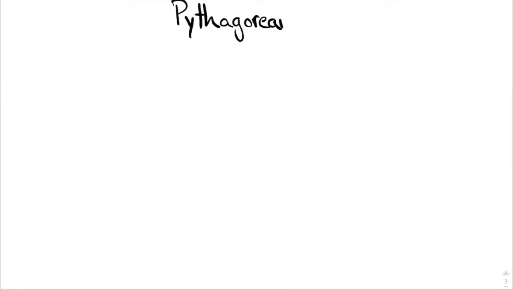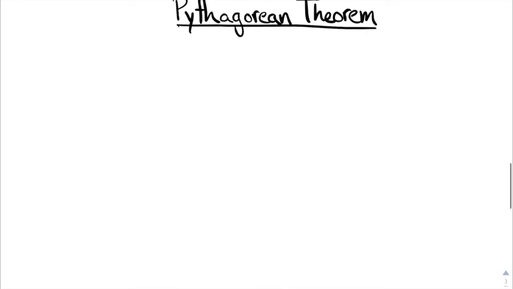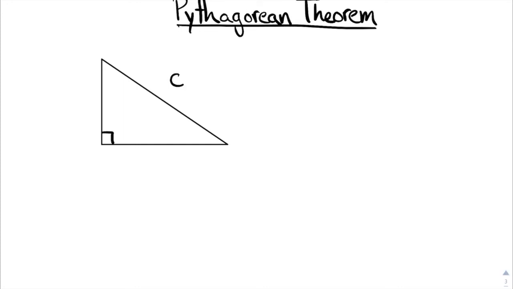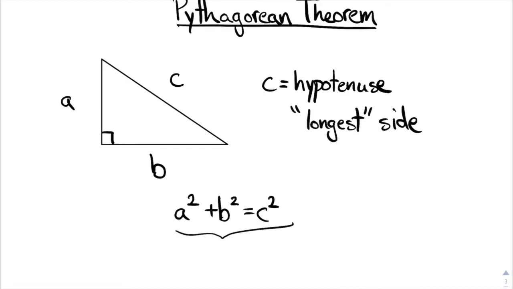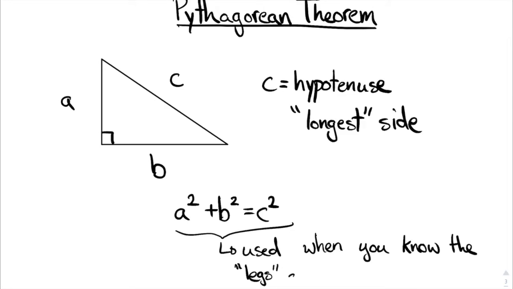The last thing we need to work on today is Pythagorean theorem. You learned this last year, but Pythagorean theorem is where you have any right angle triangle. The square of one leg plus the square of another leg will equal the square of the longest side, which we call the hypotenuse. So you would use a squared plus b squared equals c squared if you know the legs, aka a and b.